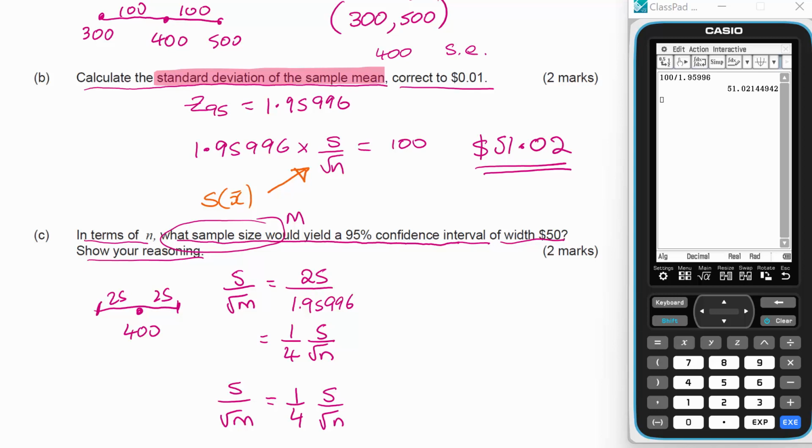So s over root m is equal to 1/4 of s over root n. Well, the s's all cancel here. And then we get root n is equal to, let's take the 4 up with it as well. So 4 root n is equal to root m. Squaring both sides gives me that m is equal to 16n.